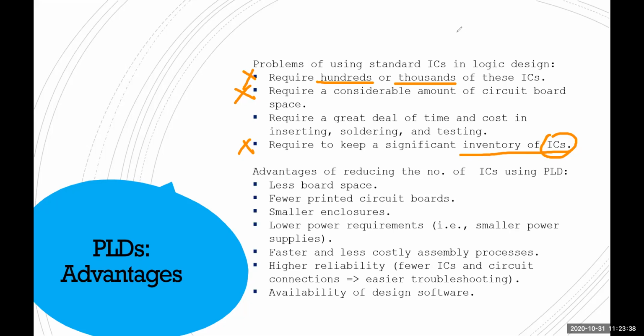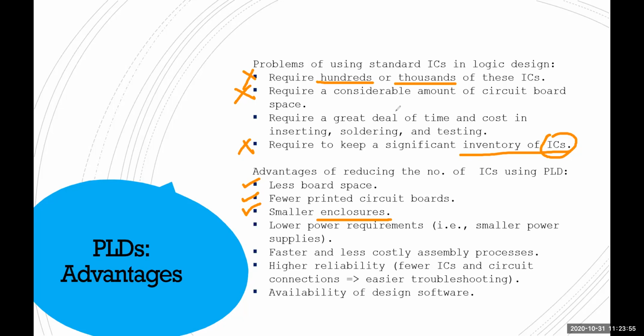So let's see the advantages. Number 1, less board space. That means fewer printed circuit boards. That means smaller enclosure, the box you are putting your project in. That means the project box will be smaller.